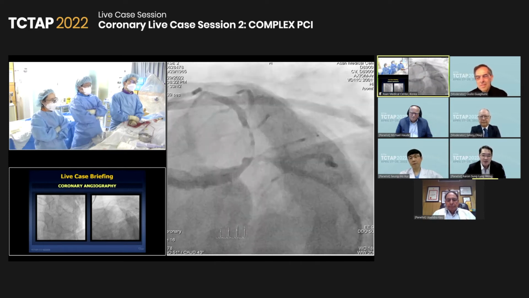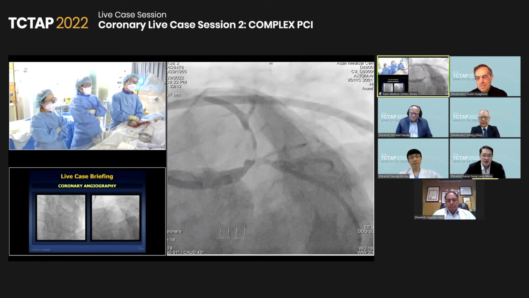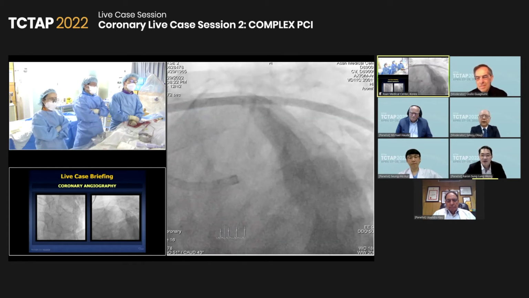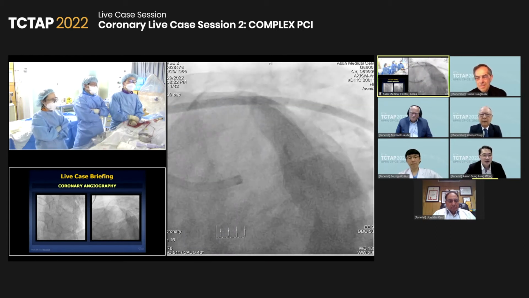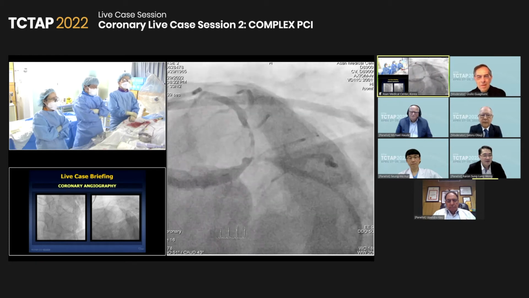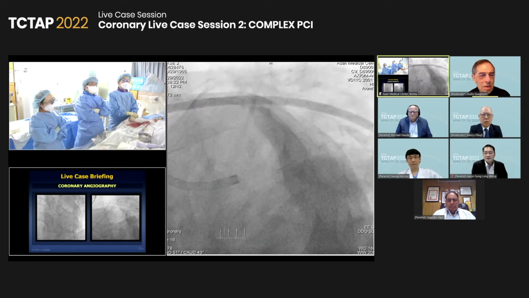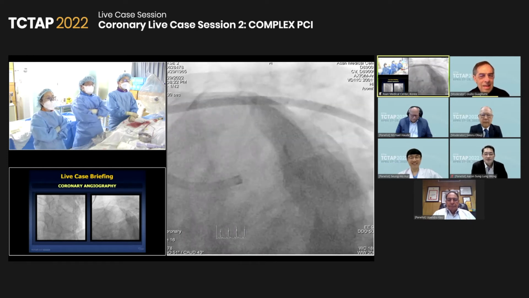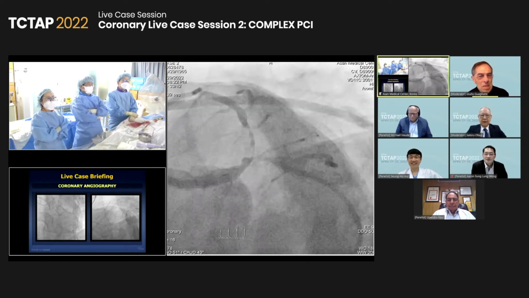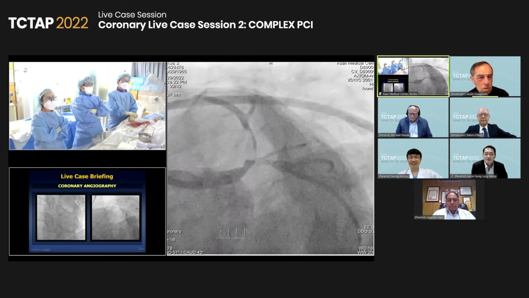And if you expand it too big, then it may be pushed to one side. The risk of perforation is there. I think imaging is vital here. Okay, super. You have all our support in going ahead, and let's see what you want to do in this case.